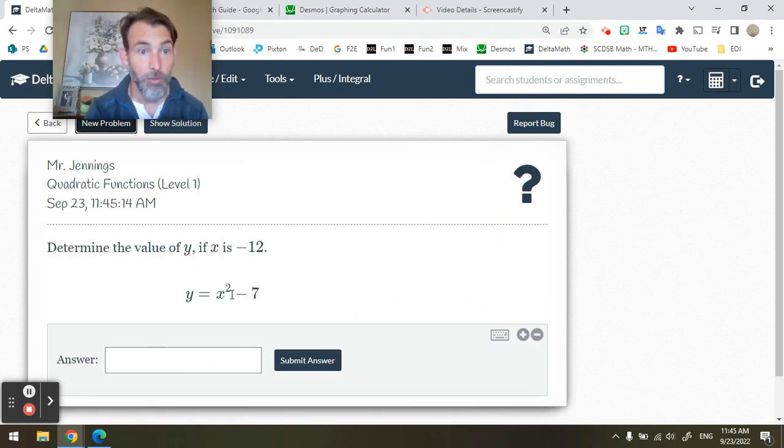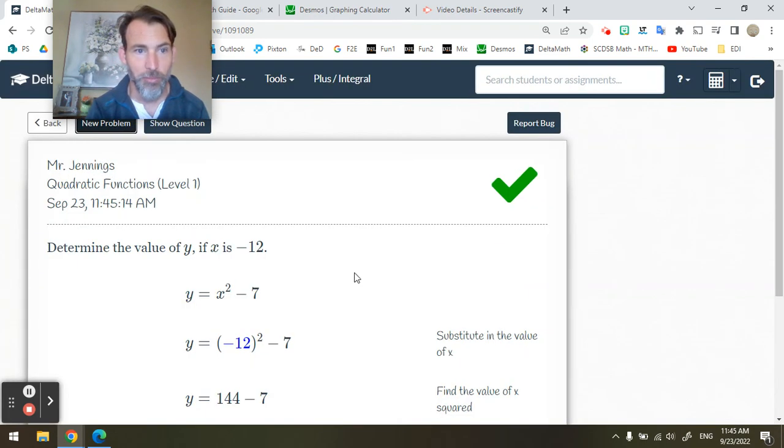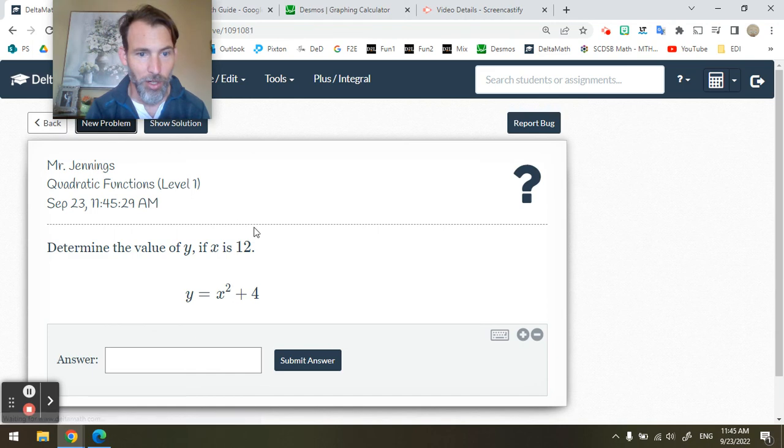Let's do a couple more, because you need to see more. Negative 12. Negative 12 squared is 144. Positive, minus 7 gives 137. So these can be very fast. You can blitz through these if your mental math is good. Let's look at one more, how I would do it.